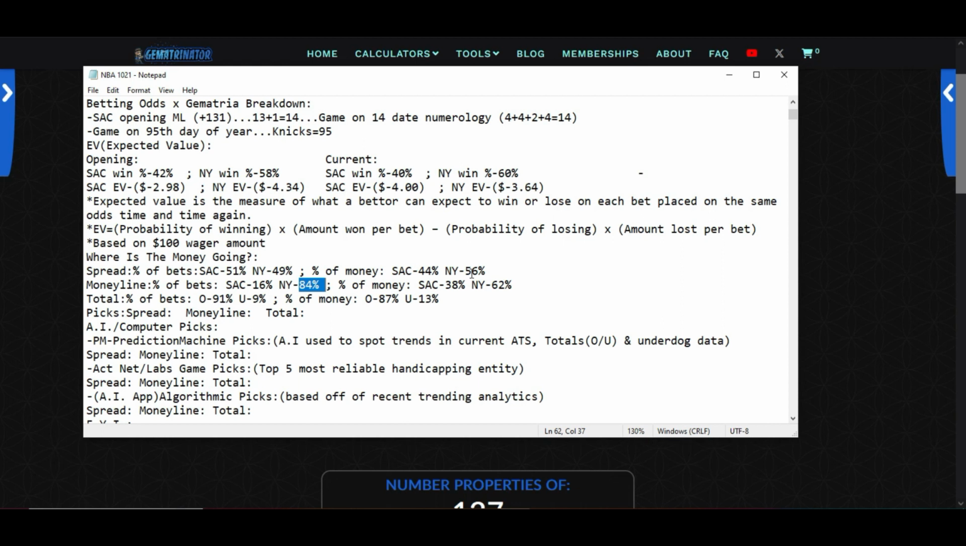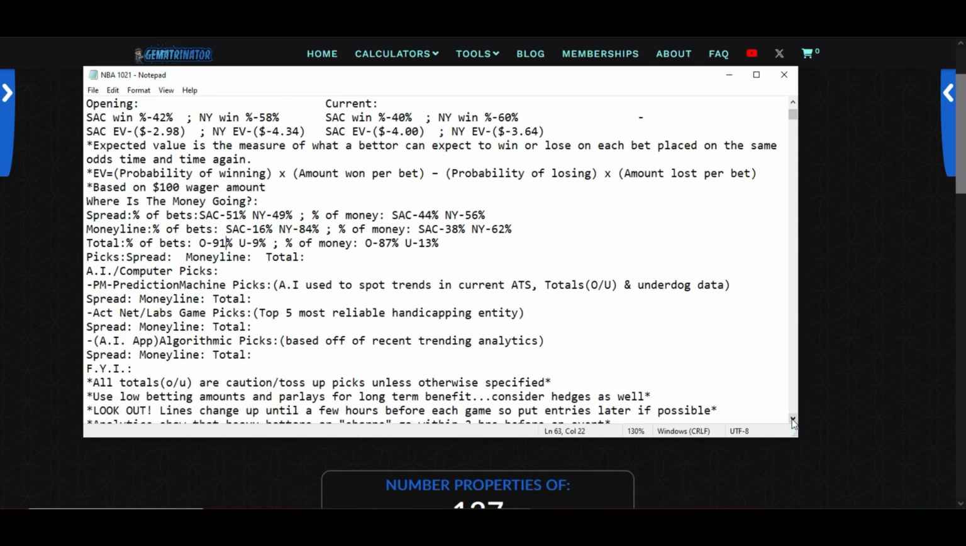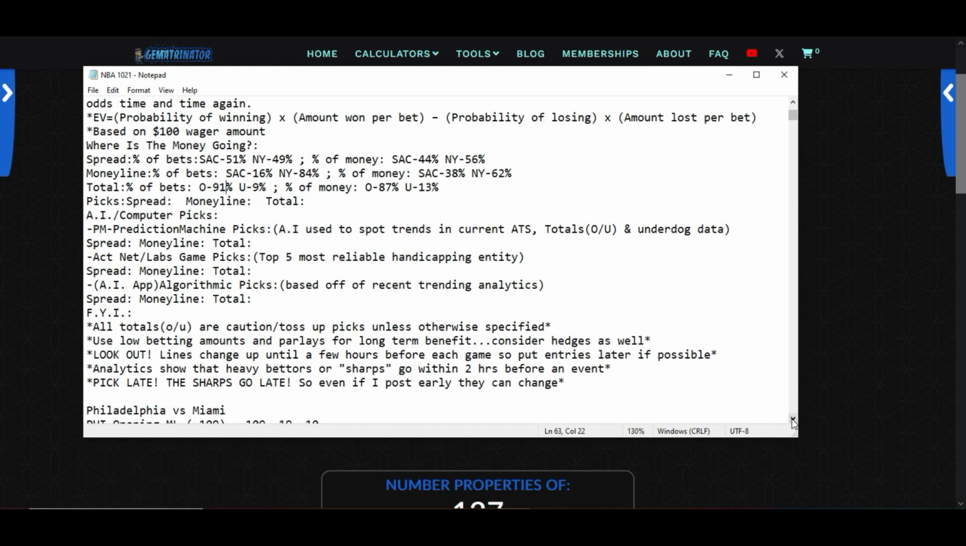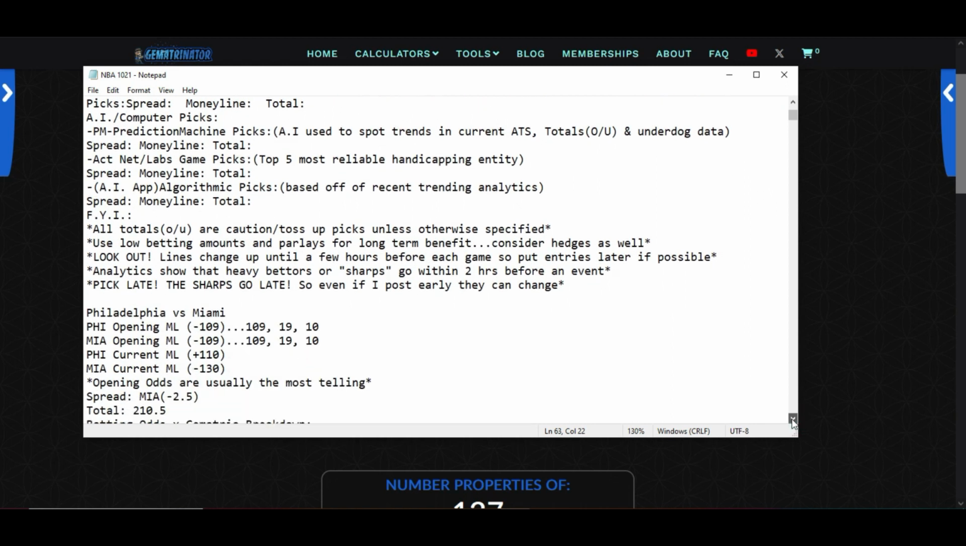Total, 214.5 is the total. Overs are killing it. 87% of the money, 91% going over. So the overs are dominating the 214.5 total for this game. Watch the cost. If it continues to go up or stays the same, go with the over. If the under gets more bets and it decreases in price, more likely a bait. Go with the over in that case.